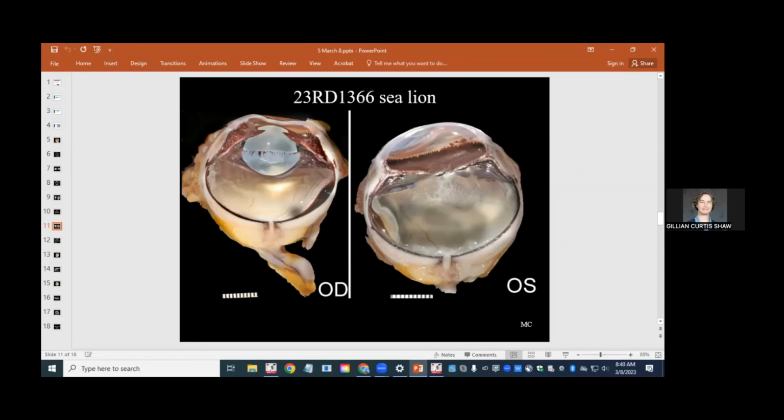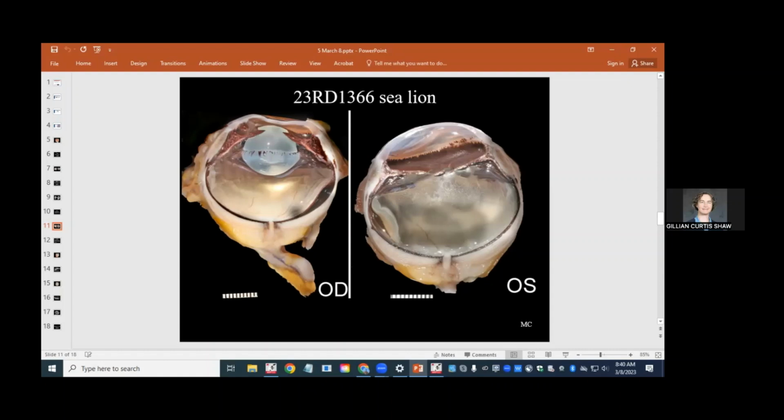A sea lion. Eyes removed post-mortem, and once again, cause of death unrelated to ocular disease. The lens removed from the left eye, and some chronic corneal fibrosis. The left eye had developed glaucoma, which they note as uncontrolled. So those are the main things that I'll point out off the history.